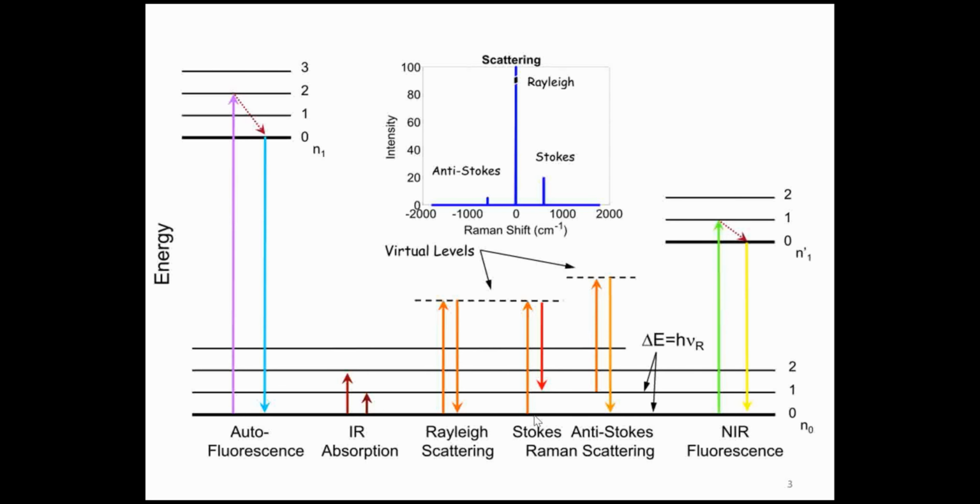Stokes goes from the ground energy level to a virtual level, and then there is a transition back. The ground state is highly populated, so Stokes scattering is highly probable, and the intensity of Stokes is very high compared to anti-Stokes. For anti-Stokes, the probability is low because the vibrational energy level is not as populated as the ground energy state. So this transition has a low probability and the intensity is lower. We will see more in detail here.